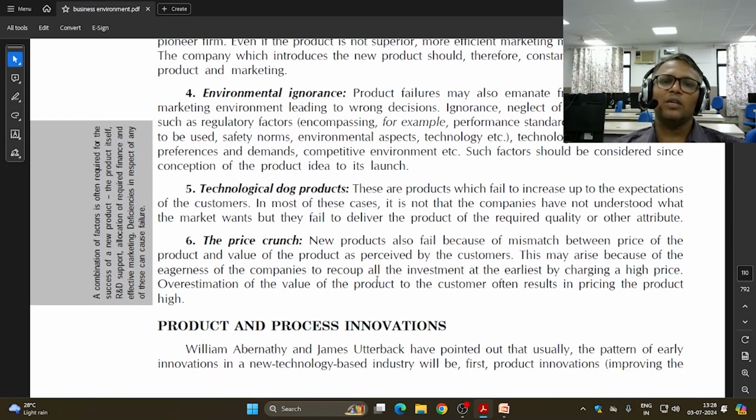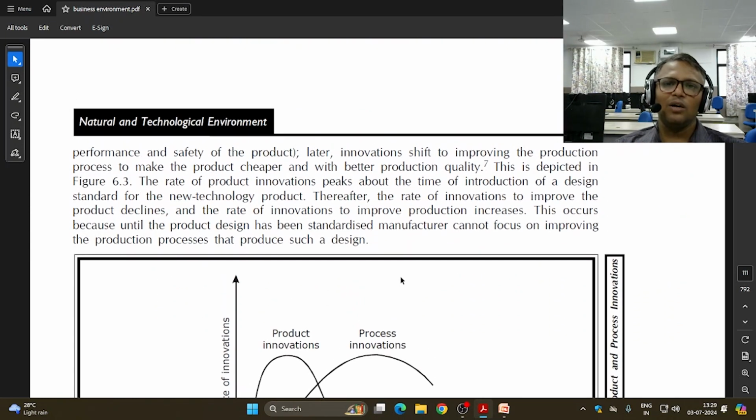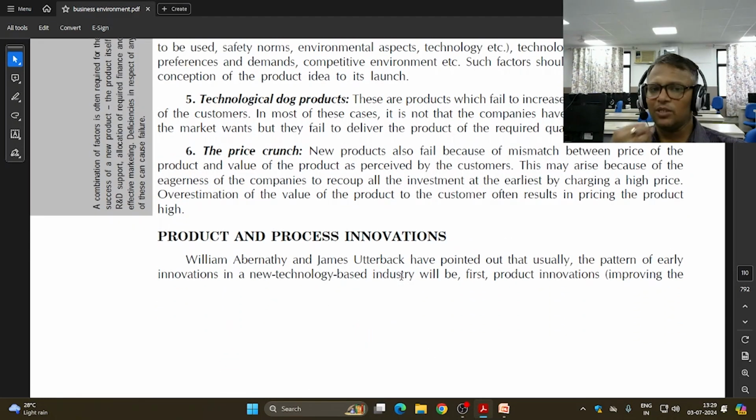Then the technological products are those products which fail to meet the expectations, because in this category the companies do not understand what the market wants, and thus they create either the wrong product or the failure product. And the last is the price crunch category. In this price crunch, either the products or the services are overpriced or they are somewhere not as per the customer expectations. Now, we need to understand about the product and the process innovations.